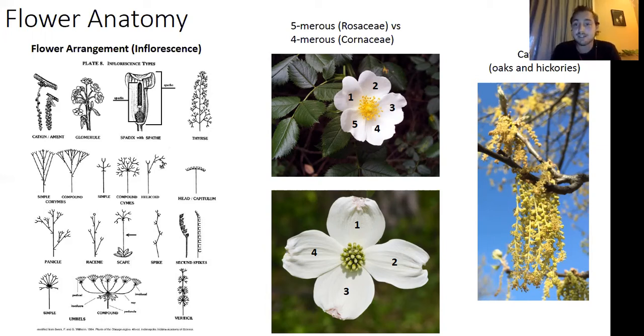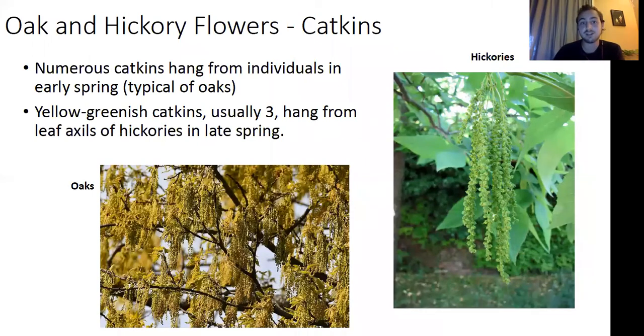You have our spadix, which is the flower that is Jack in the Pulpit. Lots of different inflorescences, but we're mainly going to be talking about catkins, which is what I am going to discuss now with our oaks and hickories.